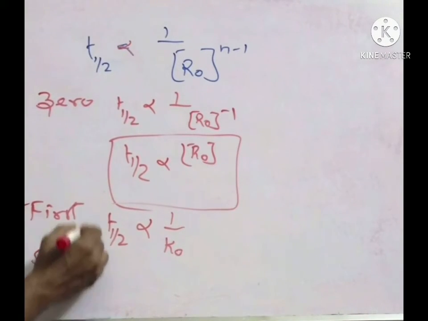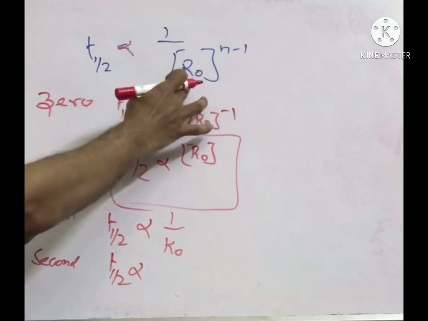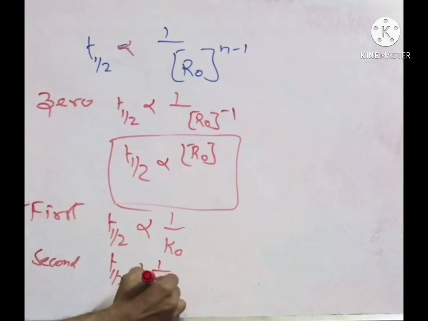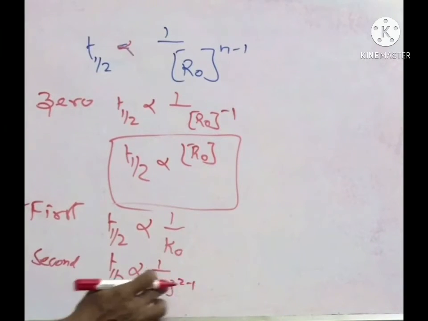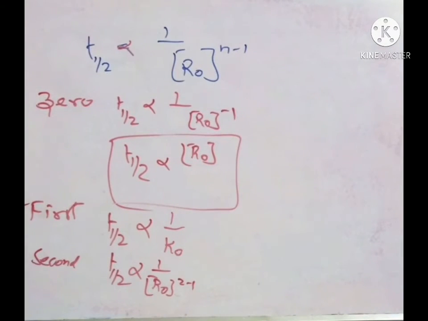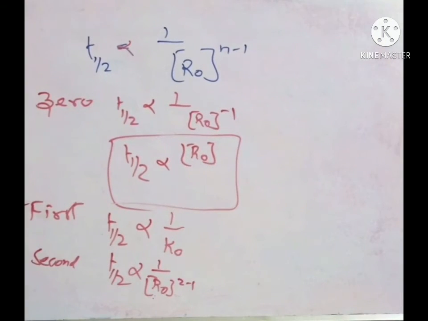For a second order reaction, T1/2 is proportional to 1 by R0 to the power n minus 1, which means 2 minus 1, that equals 1. So it is inversely proportional to the initial concentration, 1 by R0. T1/2 for a second order reaction depends upon the initial concentration of the reactant, but inversely. If the initial concentration is higher and higher, it takes less time to become half of it. Based on that, you can answer some of the questions.